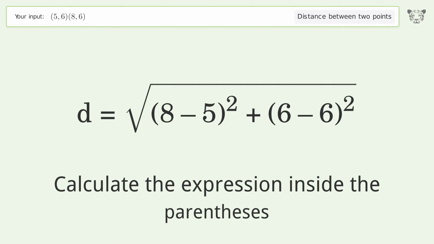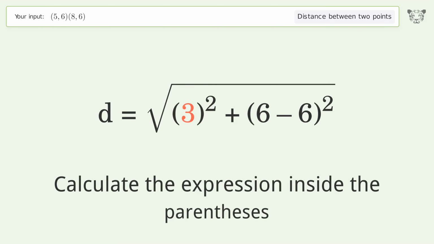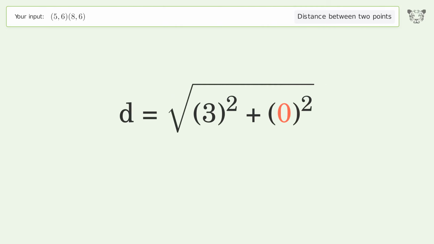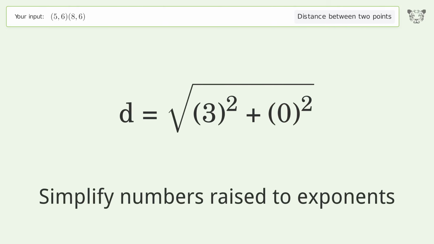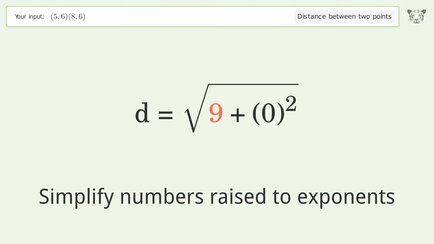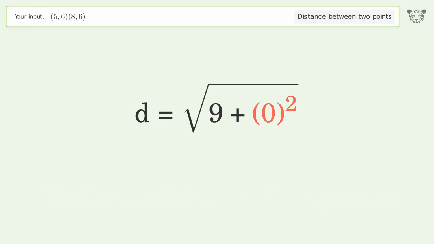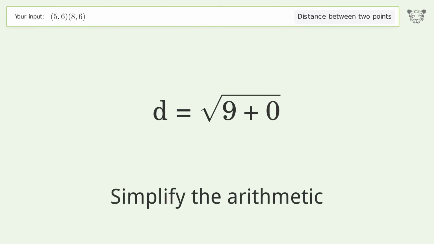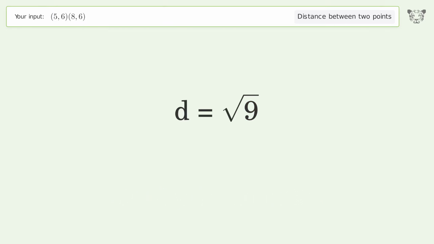Calculate the expression inside the parentheses. Simplify numbers raised to exponents. Simplify the arithmetic. And so the distance between the 2 points is the square root of 9, or 3.